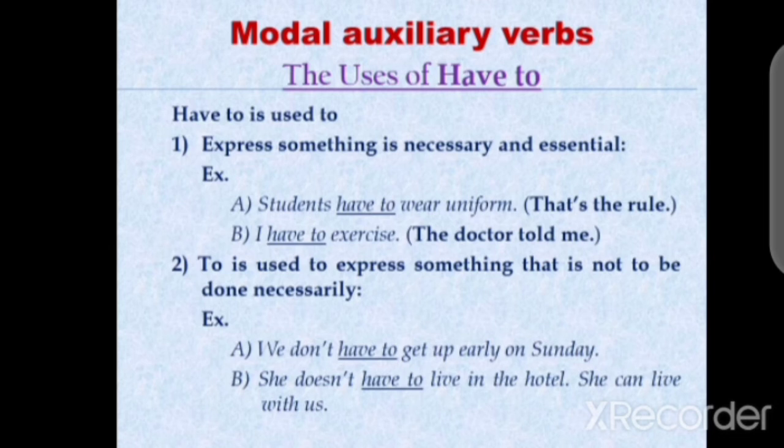Next example, I have to exercise. This example expresses necessity and importance of exercise. Next rule, it is used to express that something is not necessary. For example, we do not have to get up early on Sunday. Next example, she does not have to live in the hotel. She can live with us. So this example expresses that the action is not necessary.